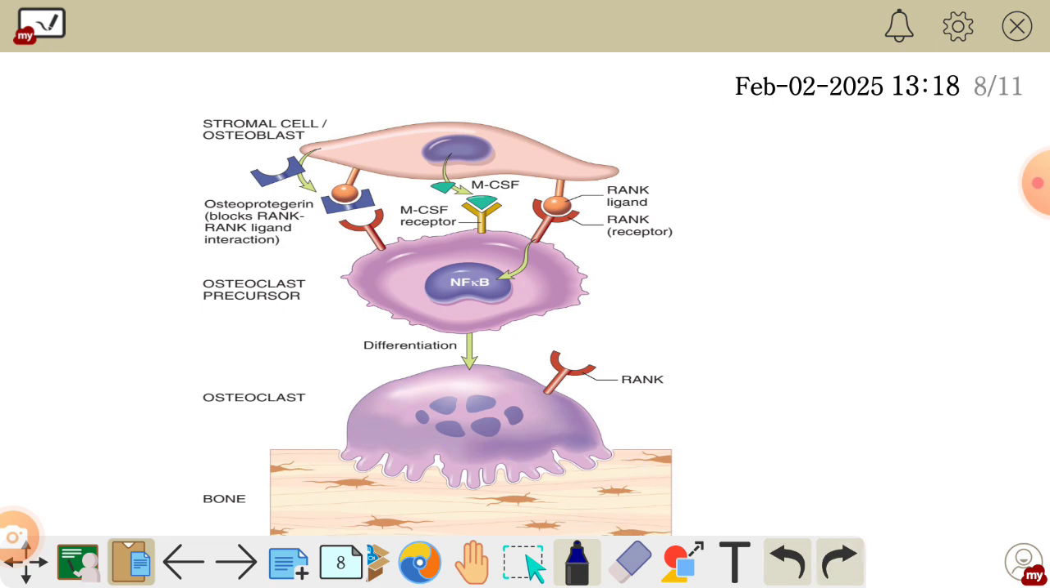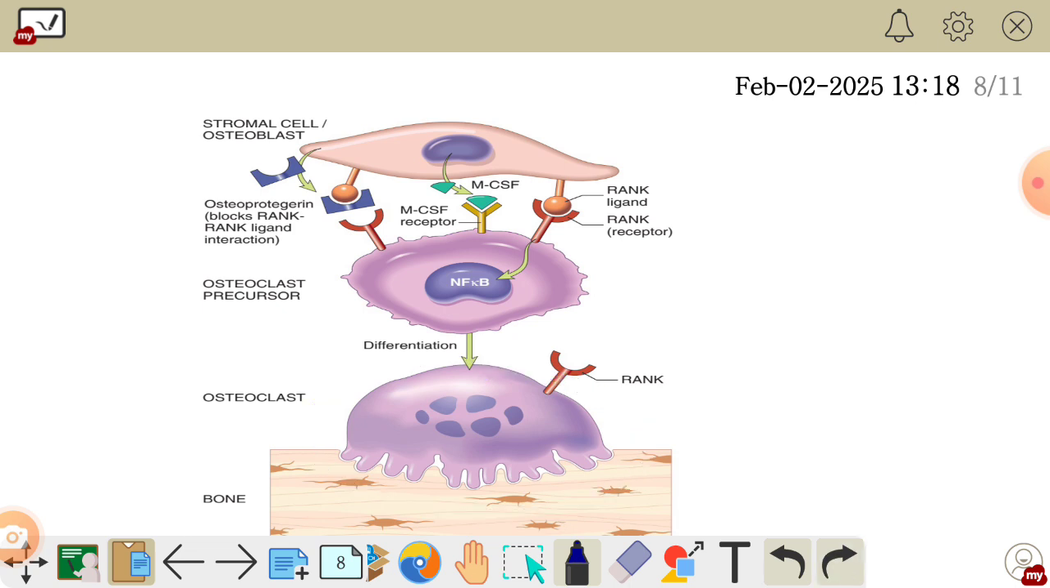But at the same time, we have the OPG, which is osteoprotegerin, which inhibits the RANK ligand from binding to the RANK receptors on the osteoclast. So the ligand on the osteoblast binds and activates the osteoclast. Then once the osteoclasts are activated, they will start the process of bone resorption.